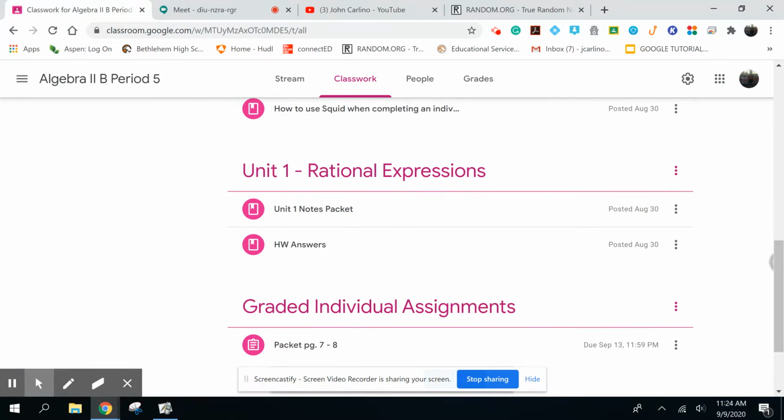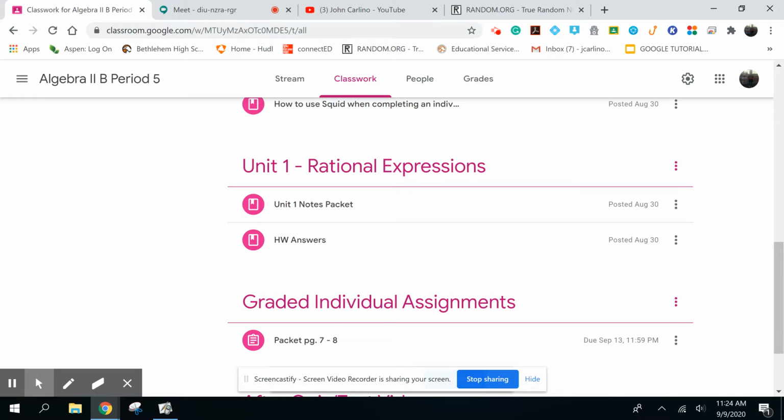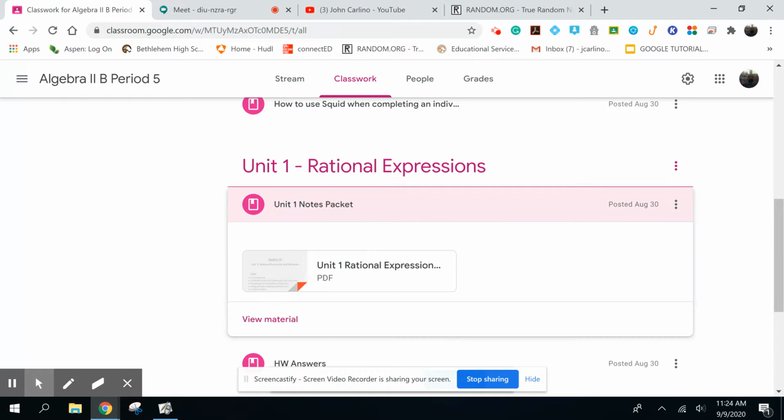Next up, every unit is going to have a little topic with it. So here's Unit 1. The packet is already up here. We are going to start in this packet tomorrow, first thing tomorrow. So sign up for the textbook if you haven't already.